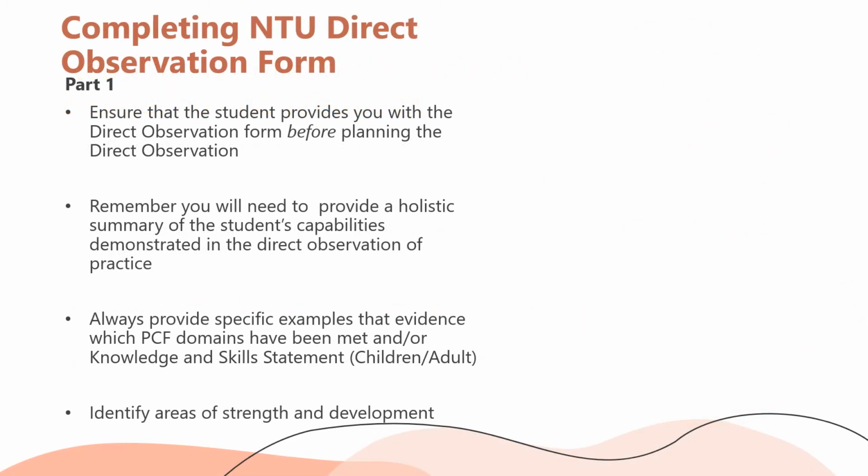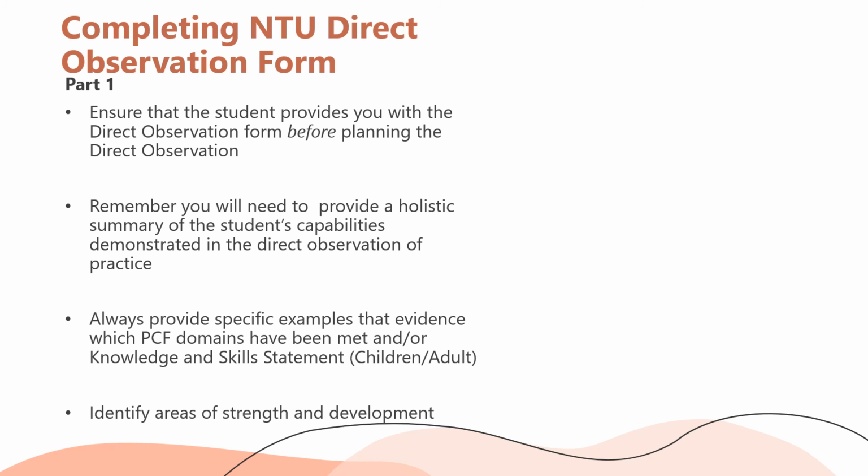So as part of the direct observation, one of the things that you need to be aware of is that there is a direct observation form which forms part of the student portfolio. And there are a number of parts to it. So in part one, it's about really going over many of the things that I've mentioned before about ensuring that the student provides you with direct observation before the planning of it.